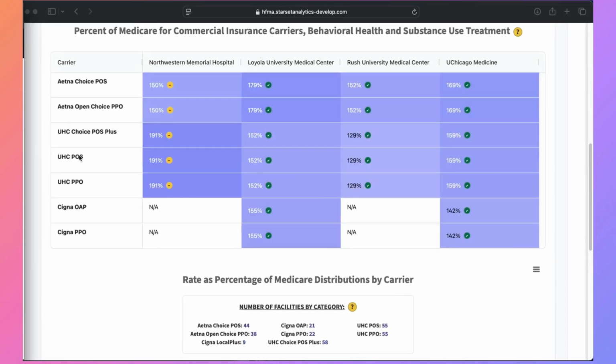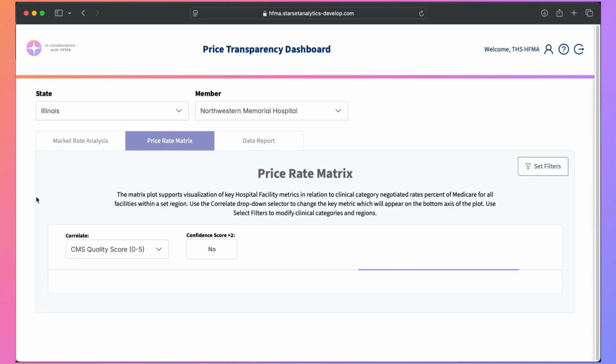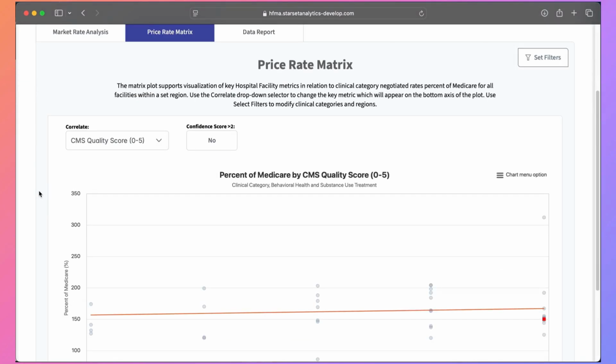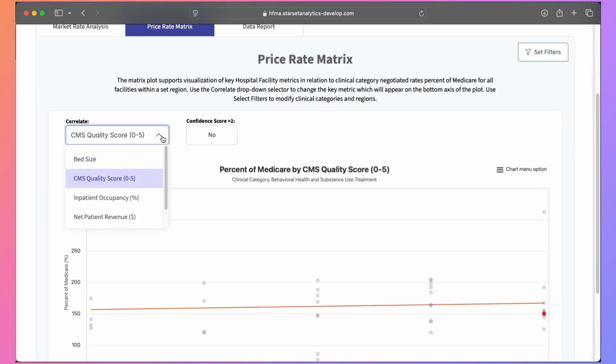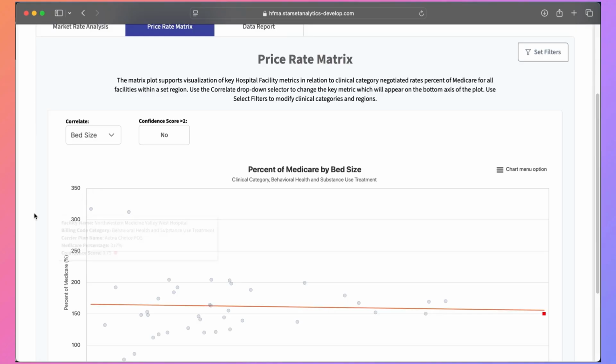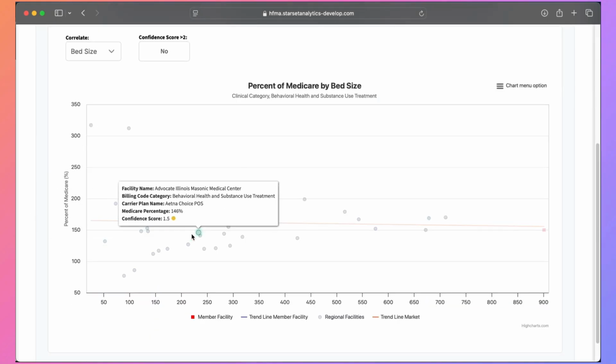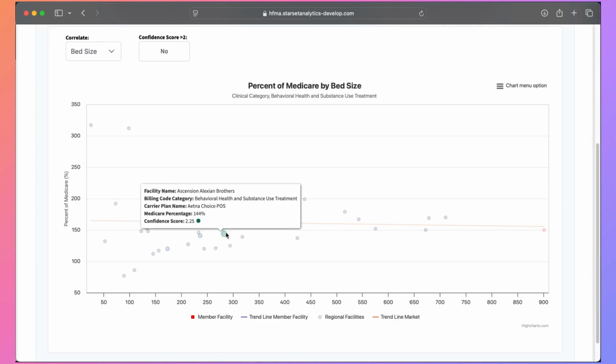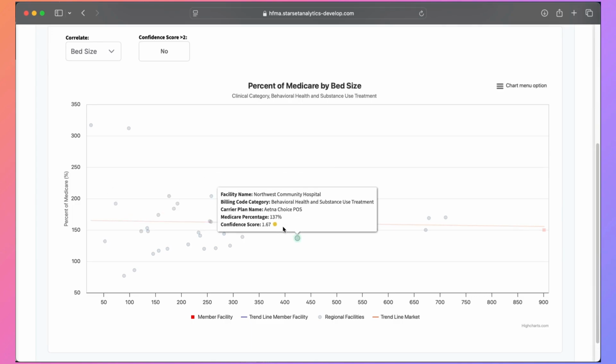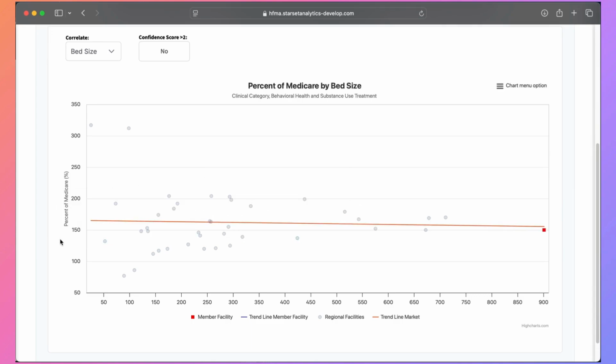Moving to our next feature, this page explores correlations between rates and other factors like hospital size, occupancy percentage, net revenue, or commercial payer mix. The scatter plot helps put rates into context. Does size affect negotiated rates in your market? Now, these relationships don't always exist, and sometimes they're tighter than others depending on the plan or the market. But the goal is to add context to rates that otherwise exist in isolation.